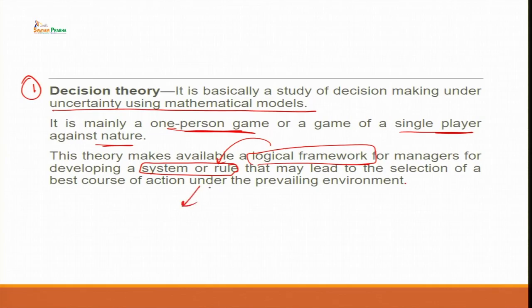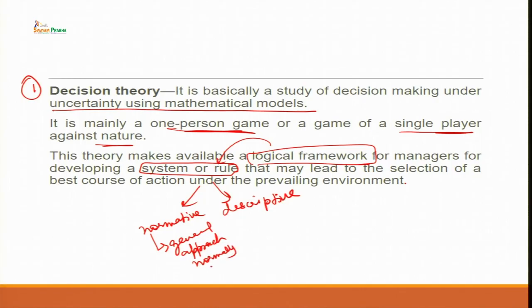This decision theory can be of two types: normative decision theory or descriptive decision theory. Now, what is the difference between the two? A normative decision theory is the theory of how decisions should normally be made. It is based on a general approach to how decisions are normally made, while the descriptive theory is about how decisions are made in reality.